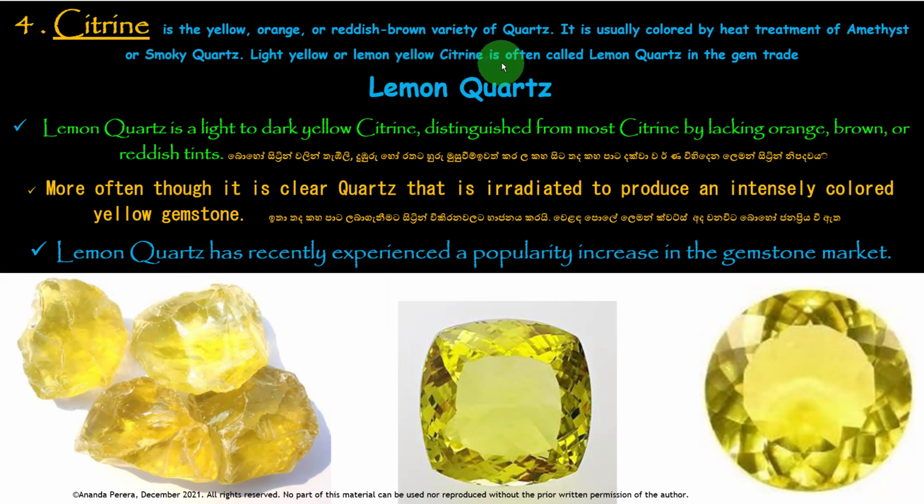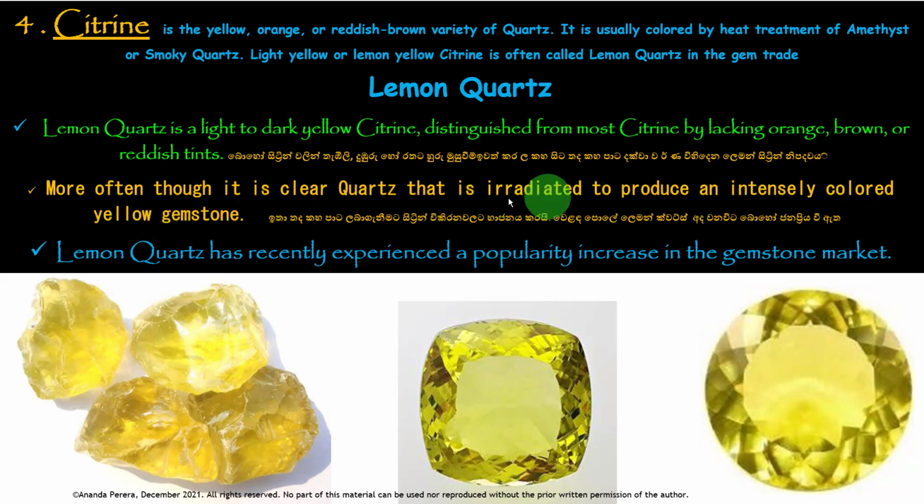Light yellow or lemon yellow citrine is often called lemon quartz in the gem trade. So you can hear this name. Lemon quartz means lemon yellow citrine. Lemon quartz is a light to dark yellow citrine, distinguished from most citrine by lacking orange, brown, or reddish tints. If there is any brown, orange or reddish tint, we have to remove the tint, then it becomes lemon quartz. More often, though, it is clear quartz that is irradiated to produce intensely colored yellow gemstones.